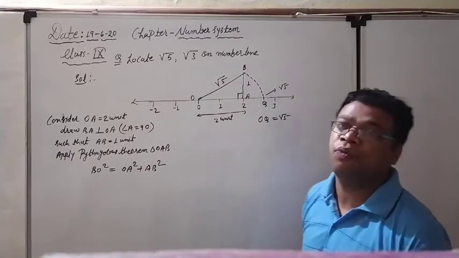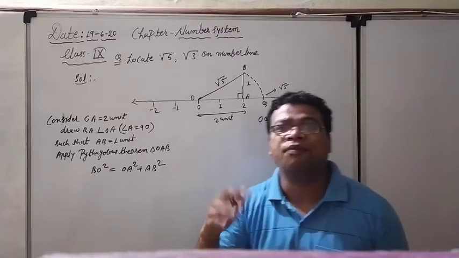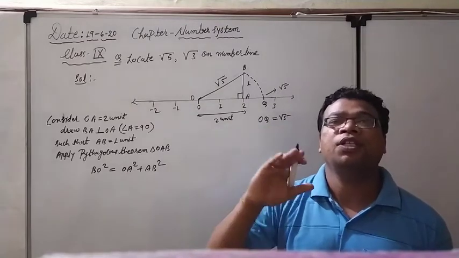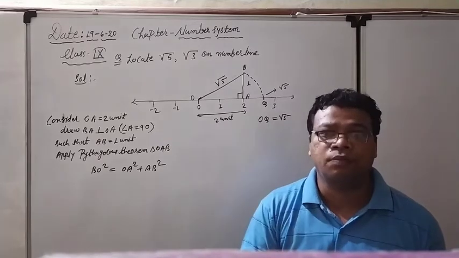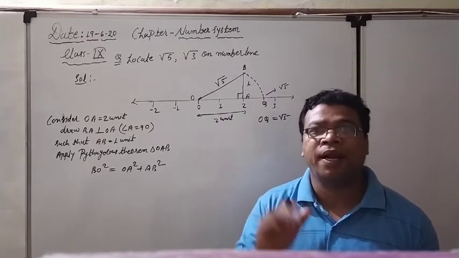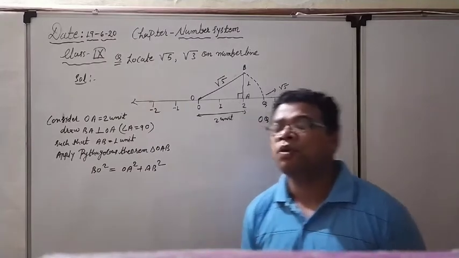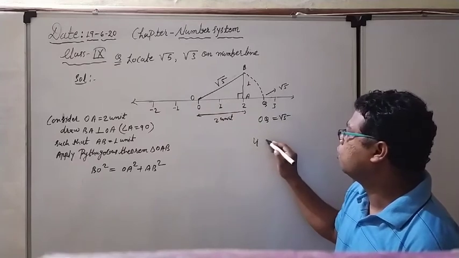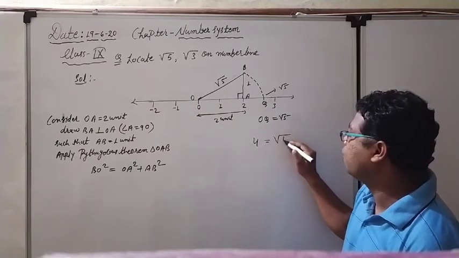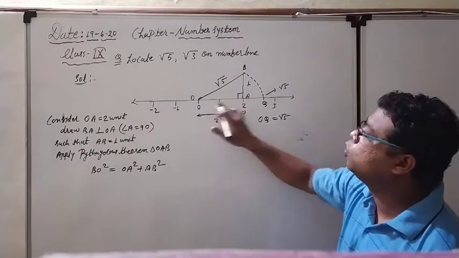For reaching root 5, we want to know: it is coming after which perfect square? It is coming after 4. 4 is a perfect square number, and it is coming after 4, 5. So we have to consider the 2 unit. What is the square root of 4? The square root of 4 is 2. So first we have to consider the 2 unit.